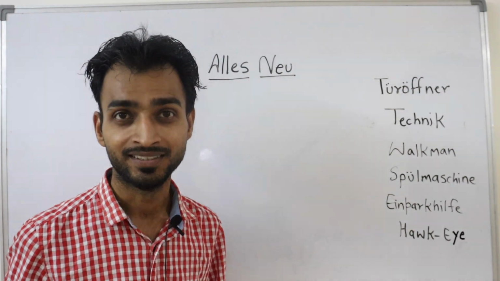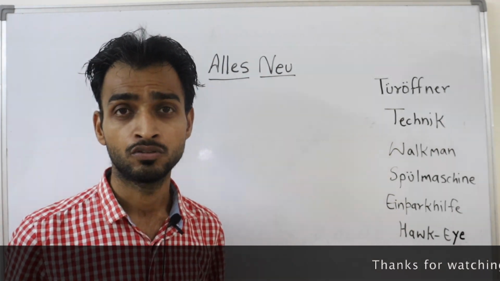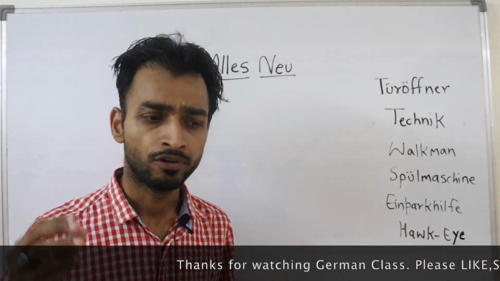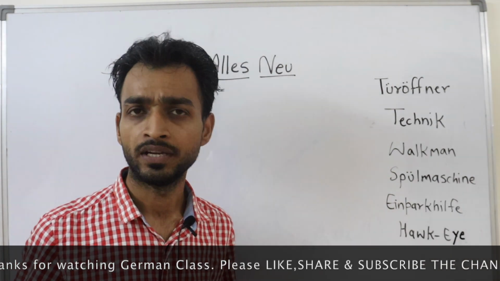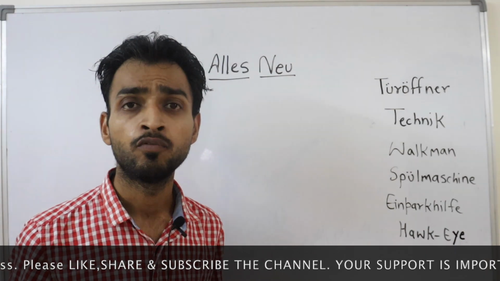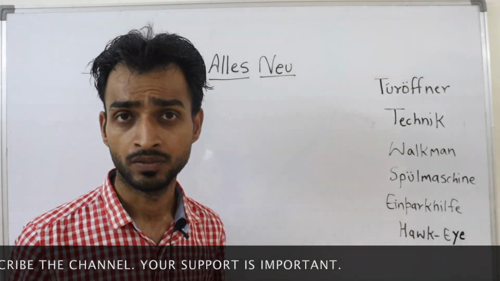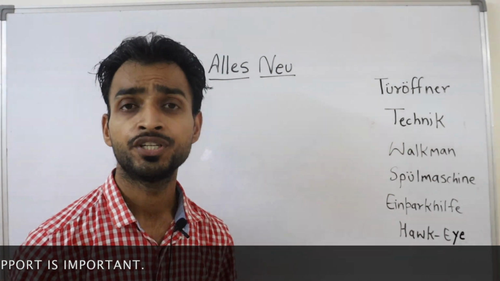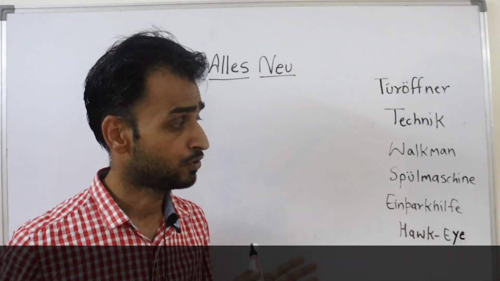And then Hawkeye. Hawkeye is also mentioned in the chapter. So I thought I should explain what Hawkeye is. In the tennis match, when the ball takes a dip and it is unclear whether it is outside or inside, the referee cannot figure it out immediately. So they take the help of Hawkeye. That is also a technique, technology. Okay, für die Hilfe von Schiedsrichtern, for the help of referee. In the tennis match, we use Hawkeye.